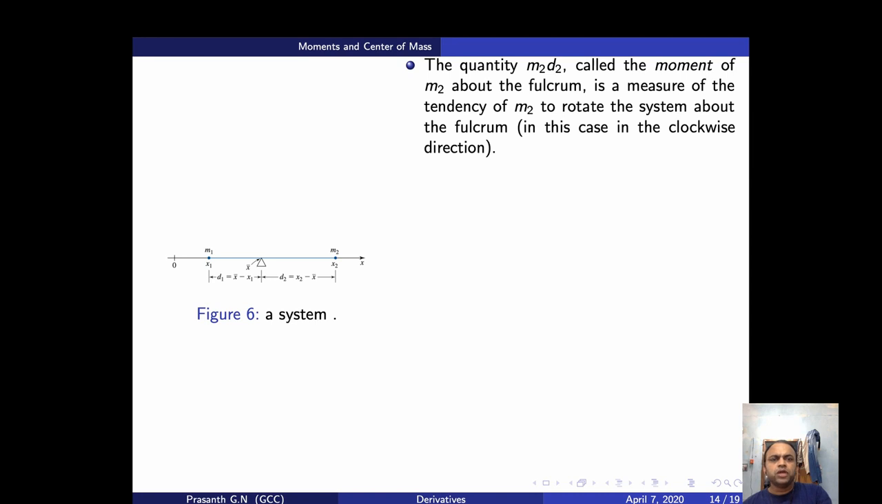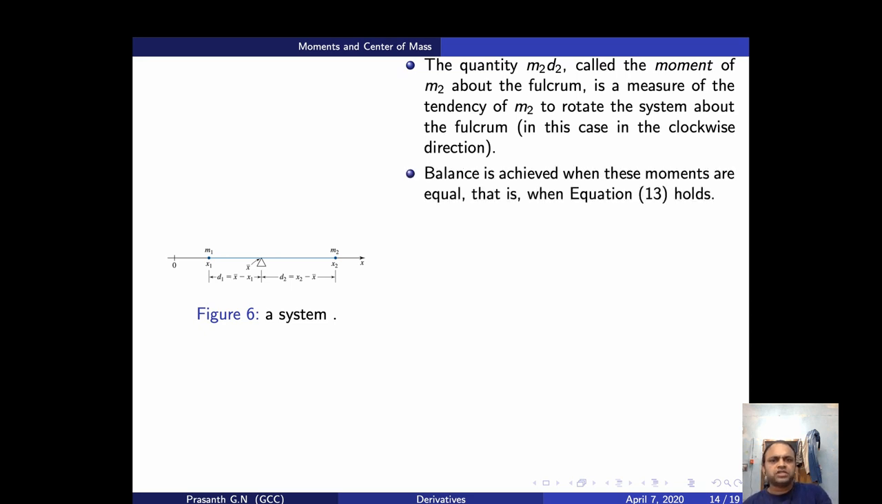The quantity m2 d2 is called the moment of m2 about the fulcrum. It's a measure of the tendency of m2 to rotate the system about the fulcrum. Here it will be rotating in the anti-clockwise direction. If it is on the left-hand side it will be in the anti-clockwise direction, and on the right-hand side it will be in the clockwise direction. Balance is achieved when the moments are equal.